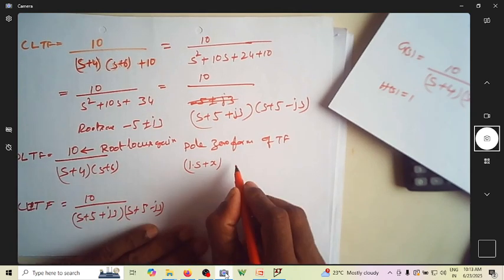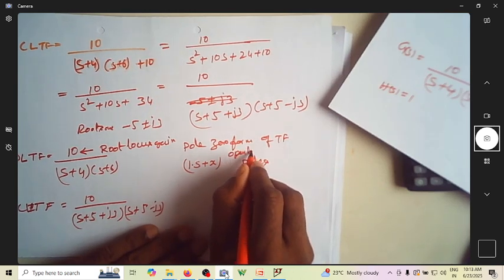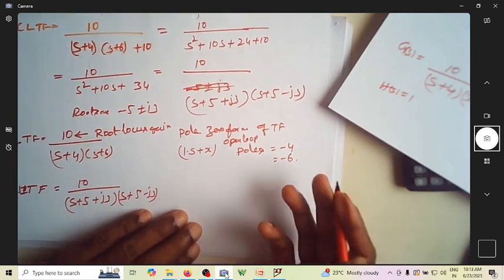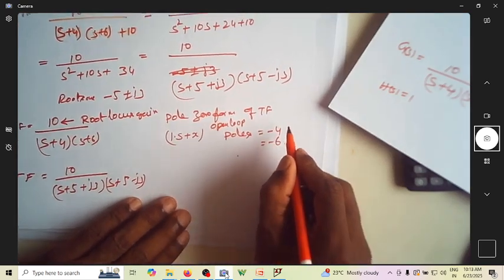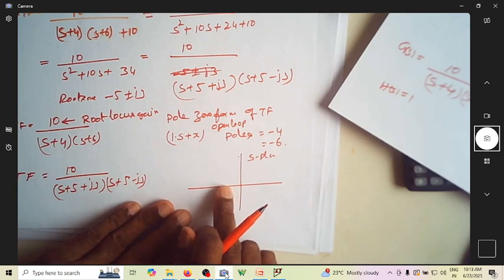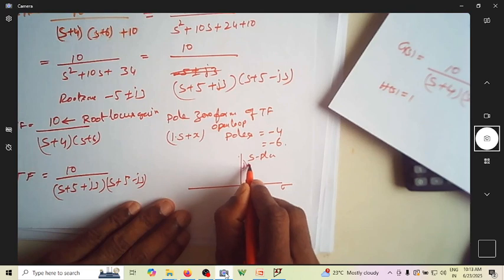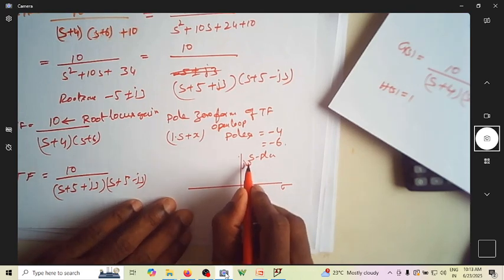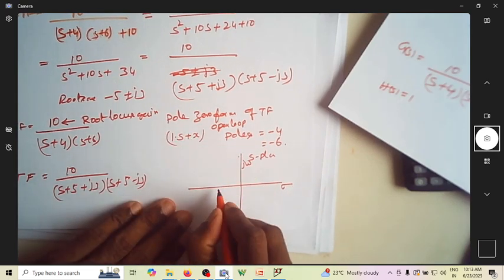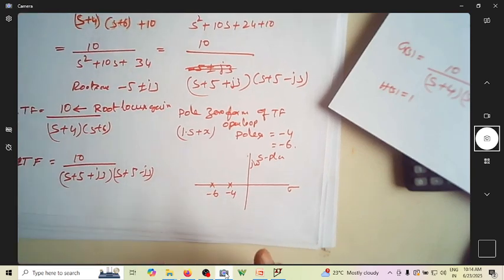So where are the open loop poles? The open loop poles are at -4 and -6. How do you represent that? The representation of open loop poles in the S-plane would be, so this is my S-plane. Negative values are on the left hand side, and on the right hand side is positive. This is the real axis, that is the imaginary axis. Since they are real numbers, you have this as -4, this as -6. These are the open loop poles.